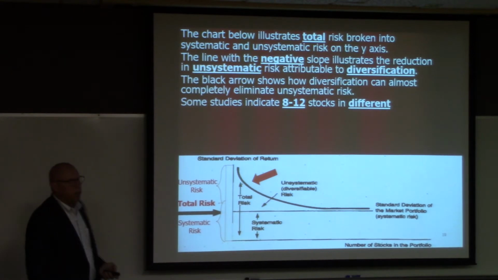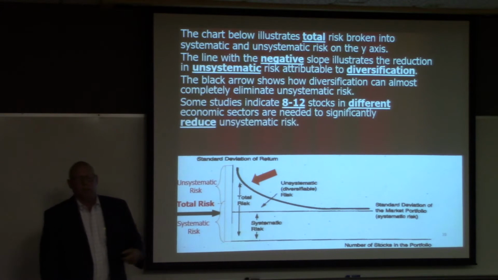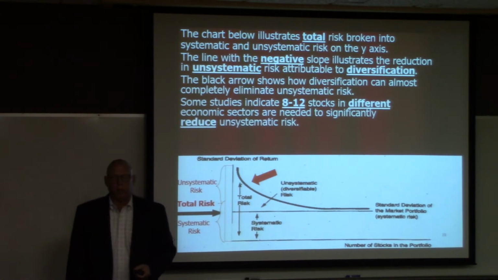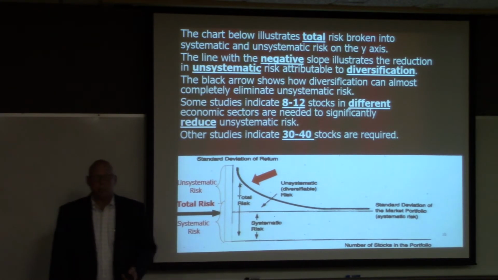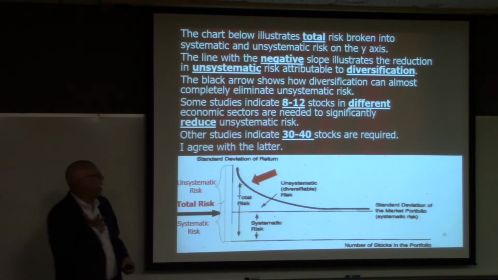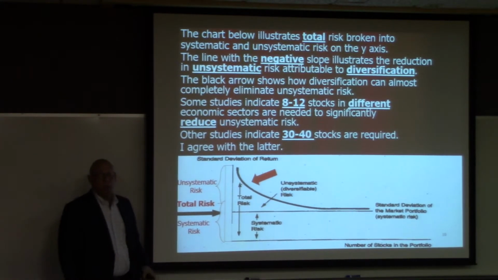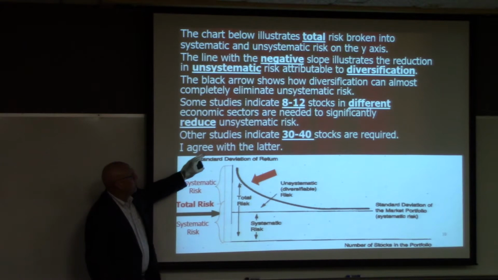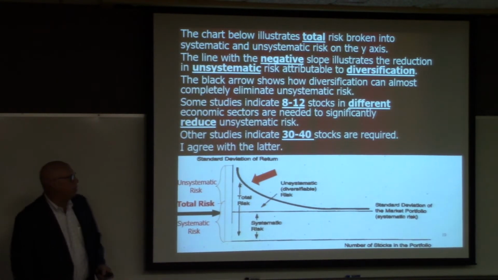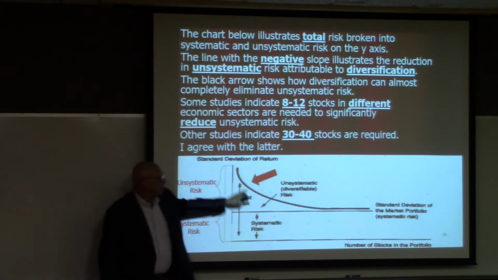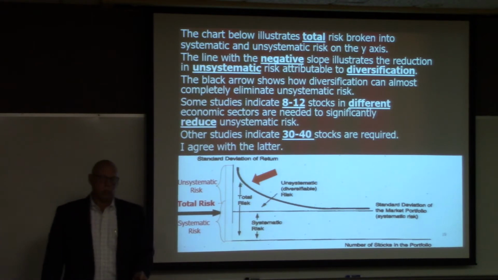Some studies indicate that 8 to 12 stocks in different economic sectors are needed to significantly reduce unsystematic risk, that it takes 8 to 12 stocks. Other studies indicate that 30 to 40 stocks are required. Personally, I agree with the 30 to 40 stocks. In my long career as an investment manager, as a portfolio manager, I believe it takes 30 to 40 stocks to really do a thorough job of diversifying a stock portfolio so that we eliminate as much unsystematic risk as possible.